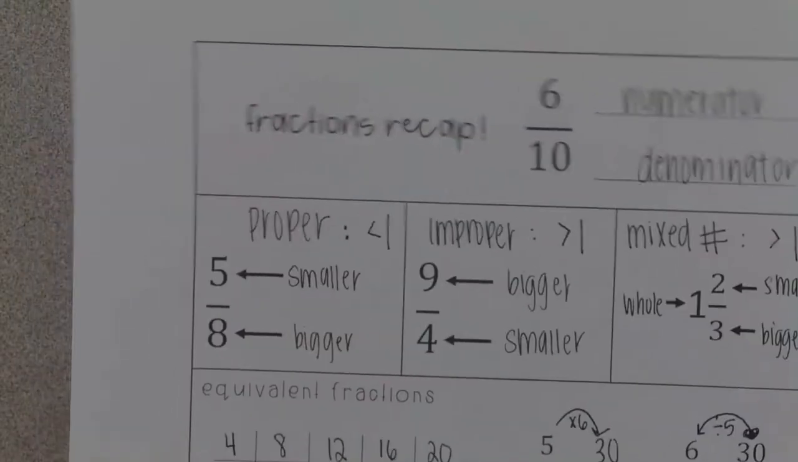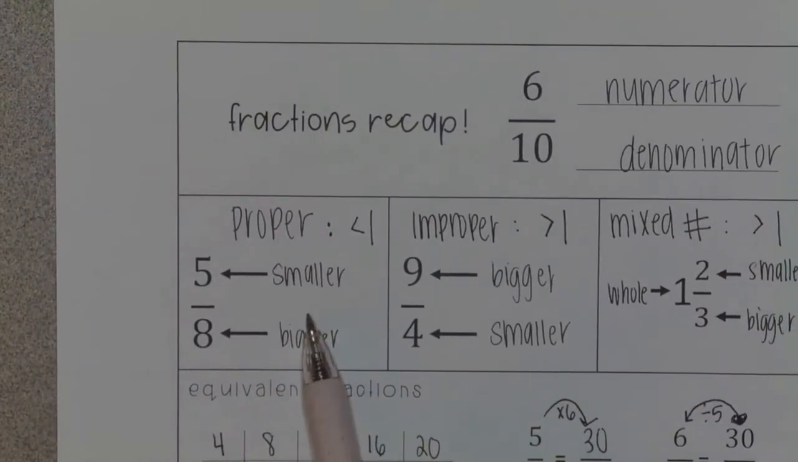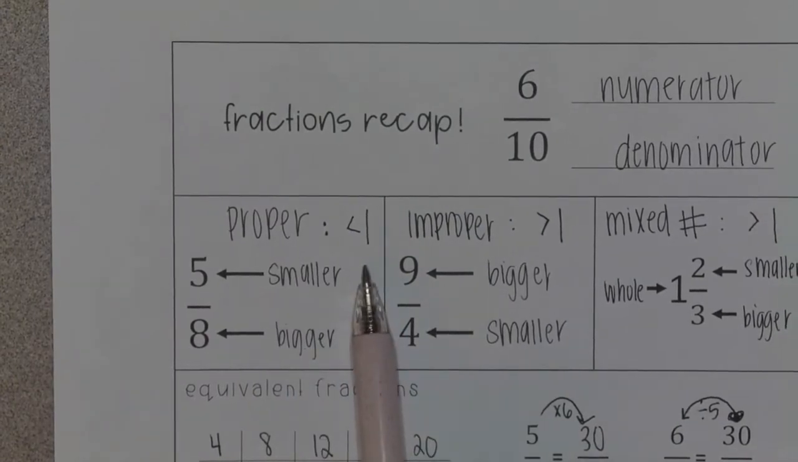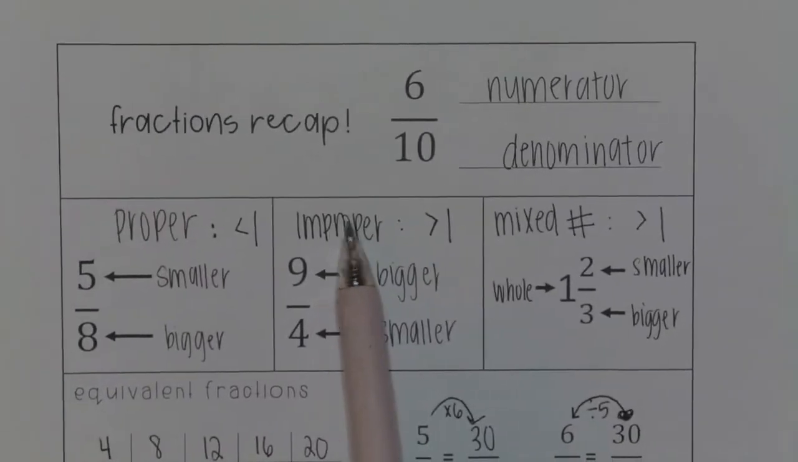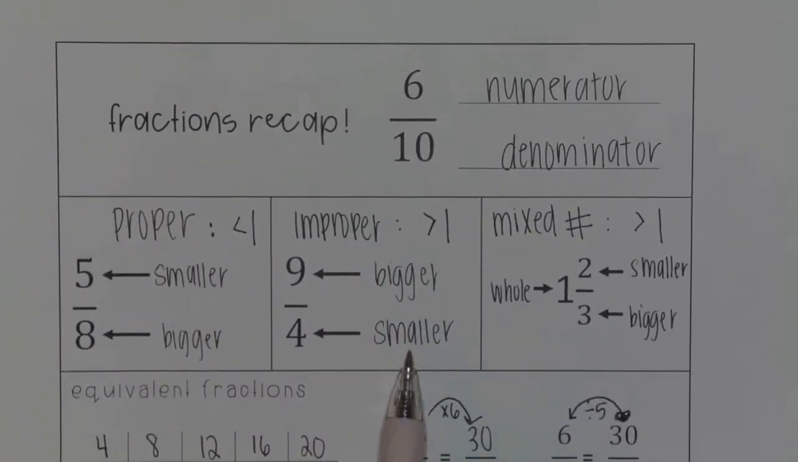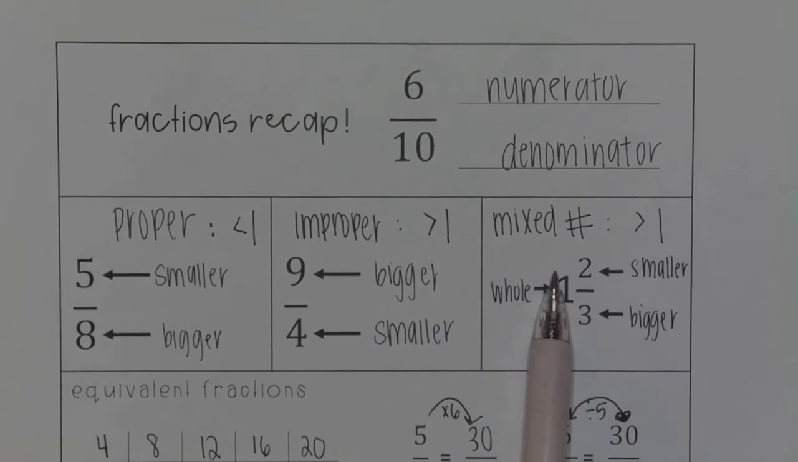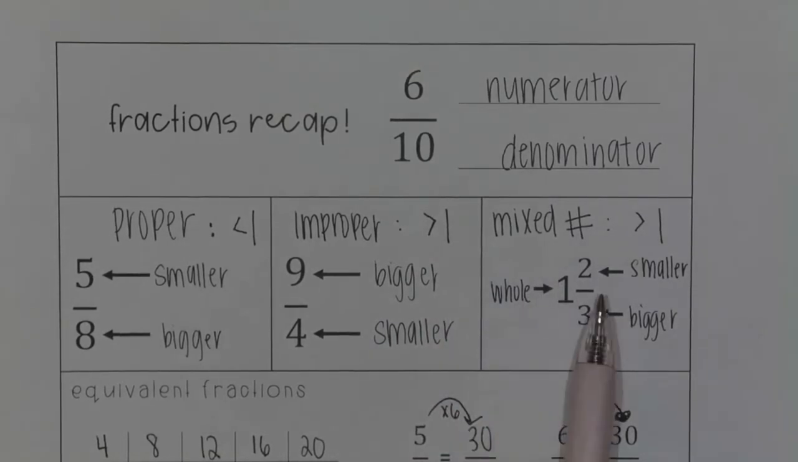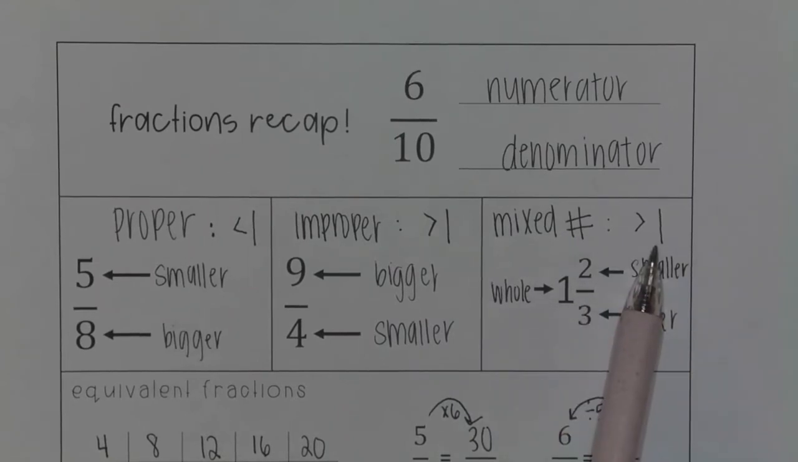Proper fractions were fractions that have a smaller numerator, bigger denominator, so they are less than 1 whole. Improper fractions have a bigger numerator, a smaller denominator, and they are bigger than 1 whole. Mixed numbers have a whole number and a proper fraction attached to it, and they are greater than 1 whole.